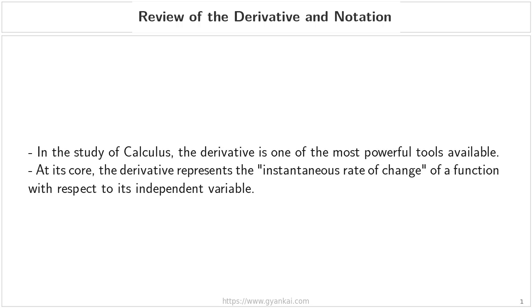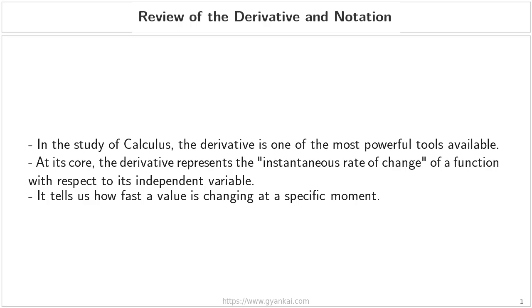To understand what it actually does, we look at its core purpose. The derivative represents the instantaneous rate of change of a function with respect to its independent variable. While you may be familiar with average rates of change, the derivative allows us to zoom in on a single point to see exactly how the function is behaving at that precise location. In simpler terms, it tells us how fast a value is changing at a specific moment.